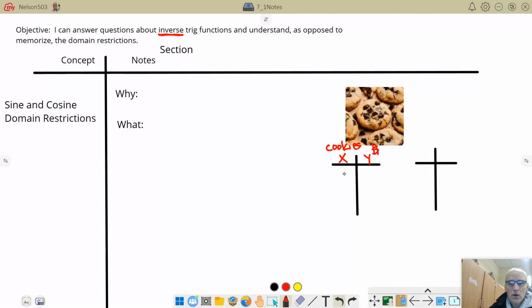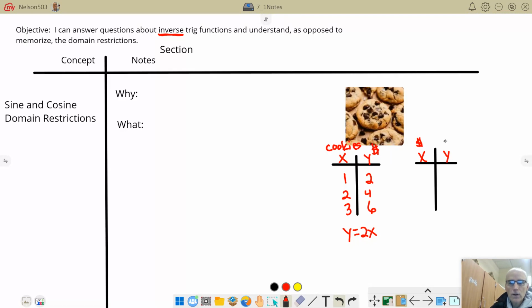So you sell one cookie, you make $2. You sell two cookies, you make $4. You sell three cookies, you make $6. Obviously this is a y equals 2x linear function. Well, if you want the inverse, you want x to represent the amount of money, so you know how much money you have. You just want to figure out how many cookies you sold.